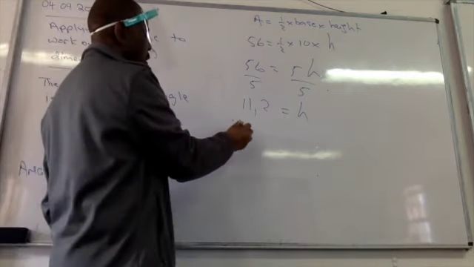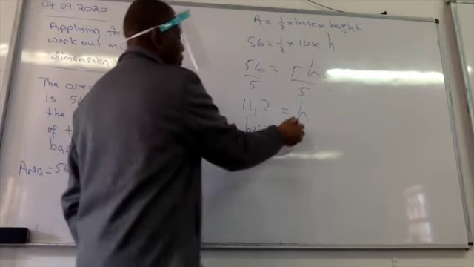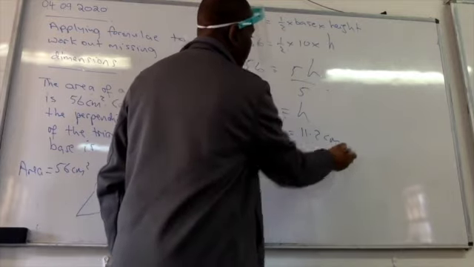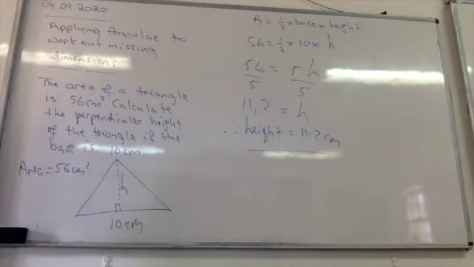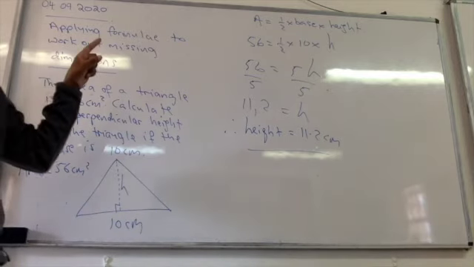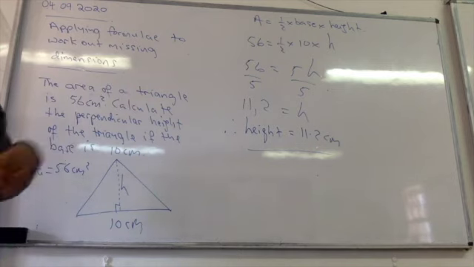Then you answer the question, guys. Therefore, the height is 11 comma 2 centimeters. Okay, that's good. Right, I need you to think of questions like this. So this formula, area equals half base times height, is not only used to work out area. You actually could be given the area, and you could be given the base, and you are looking for the height. So that is very, very possible.